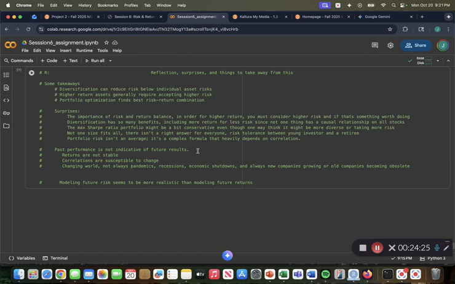And then, past performance is not indicative of future results. Returns are not stable, correlations are susceptible to change, and the world is also changing. There's not always pandemics, recessions, economic shutdowns, and there are always new companies growing or old companies losing money, becoming obsolete, as we already talked about. So we can't just rely on the same stocks or just past performance of the same stocks over and over again. And like we talked about already with that historical data, it might be better for modeling future risk rather than modeling future returns because things are always changing.